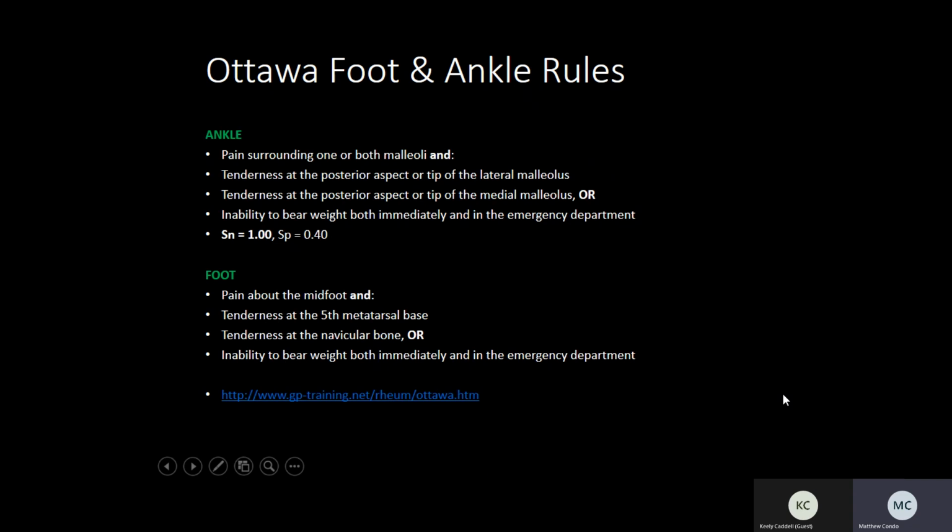When you follow the Ottawa foot and ankle rules, there's 100% sensitivity, really super nice. Specificity, not so nice. But as a screening tool, which is what a lot of these rules are, it works out really well. For the foot, if I have pain around the midfoot and tenderness around the fifth metatarsal base, tenderness around the navicular, and again, that inability to bear weight, both immediately and in the ED, we need to get that person in for x-rays.